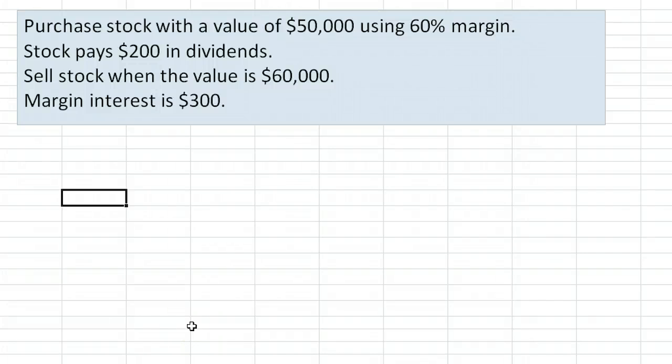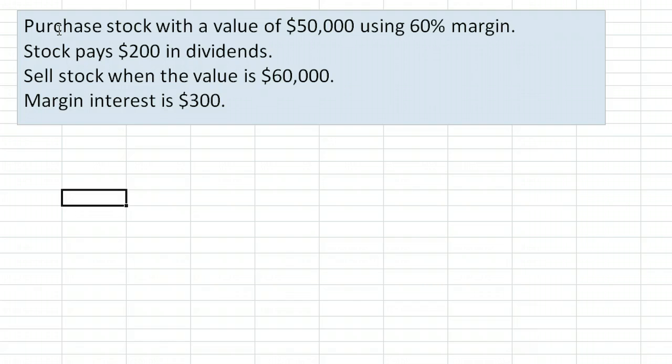Hello everyone again, Jeff here with an example of finding the return on an investment when a margin account is used. In this example, we are going to be purchasing stock for a total value of $50,000 using 60% margin. We are going to have this stock pay $200 in dividends while we are holding it.